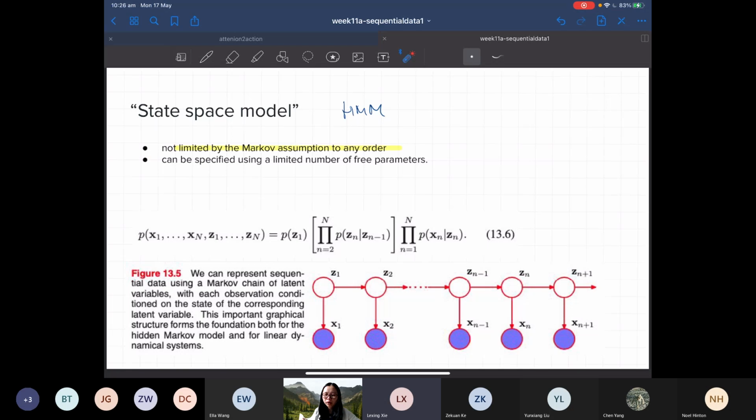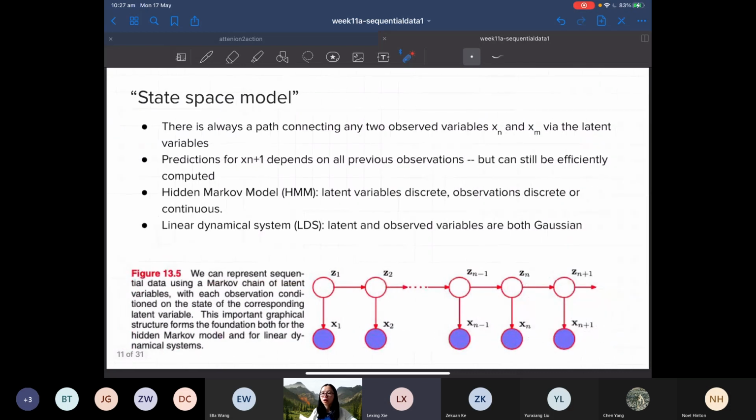Because the z's are not observed, right? For xn plus 1, it depends on xn, but it also depends on earlier x's, just because we would need to marginalize out the different values of z's. And this graphical structure applies to the hidden Markov model where the state is usually discrete, and linear dynamic systems where the state and the observation can also be continuous.